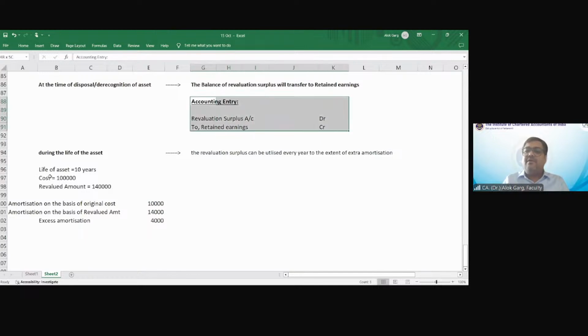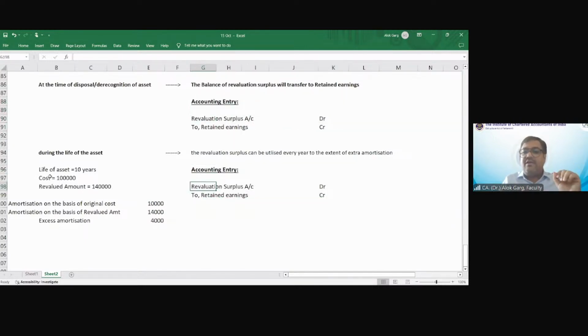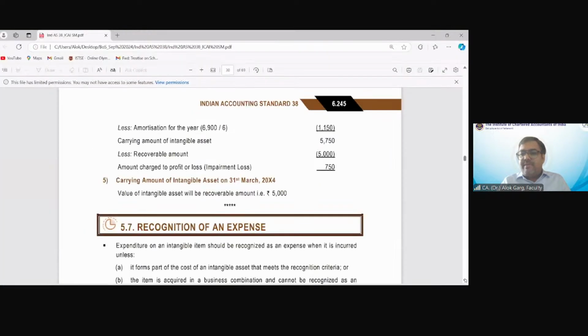You have to debit your P&L by 14,000, but 4,000 you can carry to the retained earnings. You can debit your revaluation surplus and credit your retained earnings, right? So this is what you can do. Is that clear, my dear friends? Now let me take you to the ICAI study material and discuss some questions from there.